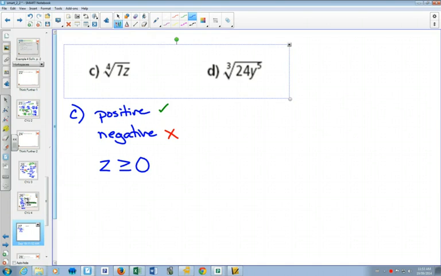Can we simplify this one? Is there a power of 4 that divides 7? No. In order to pull out a variable, you would need to have 4 of them multiplied by itself: z times z times z times z in order to pull out 1. But we only have one z, so this one is done. It's already simplified.